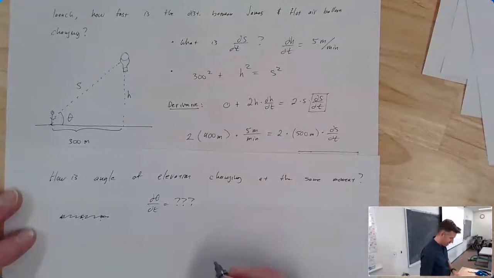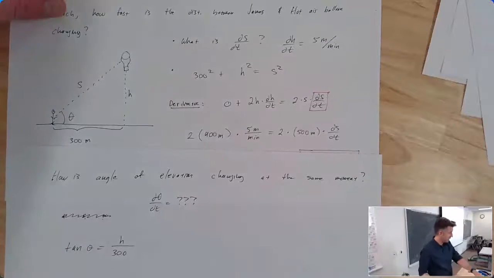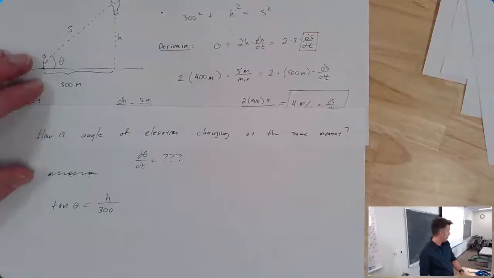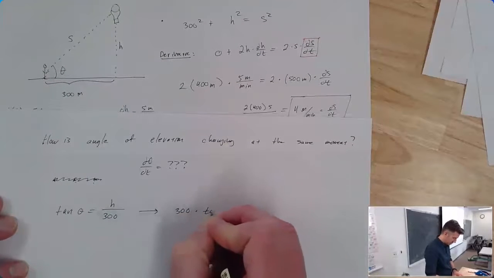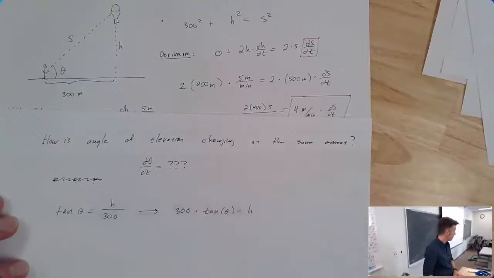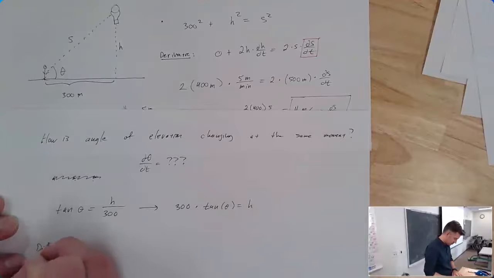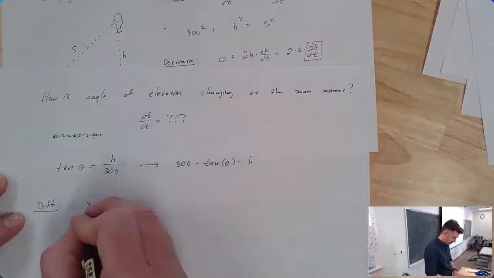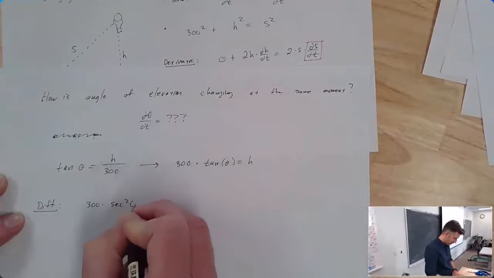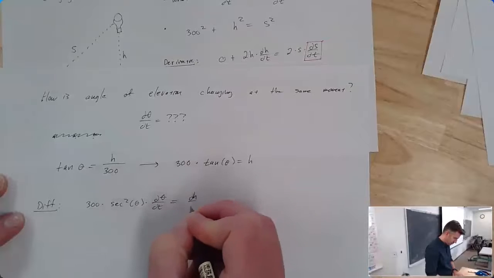So I'm going to say, well, okay, I'm looking at tangent of theta equal to h over 300. That's probably the best choice I can make, because all my variables are in the numerator. And I would even go one step further and say 300 times tangent of theta is equal to h. And then we differentiate both sides. The derivative of 300 times tangent of theta is 300 times secant squared of theta times d theta dt. It's equal to dh dt.